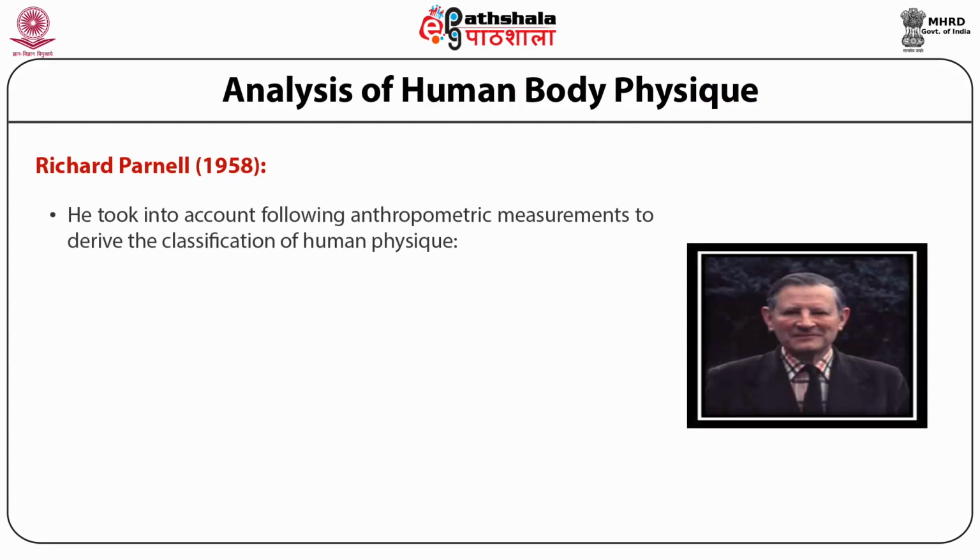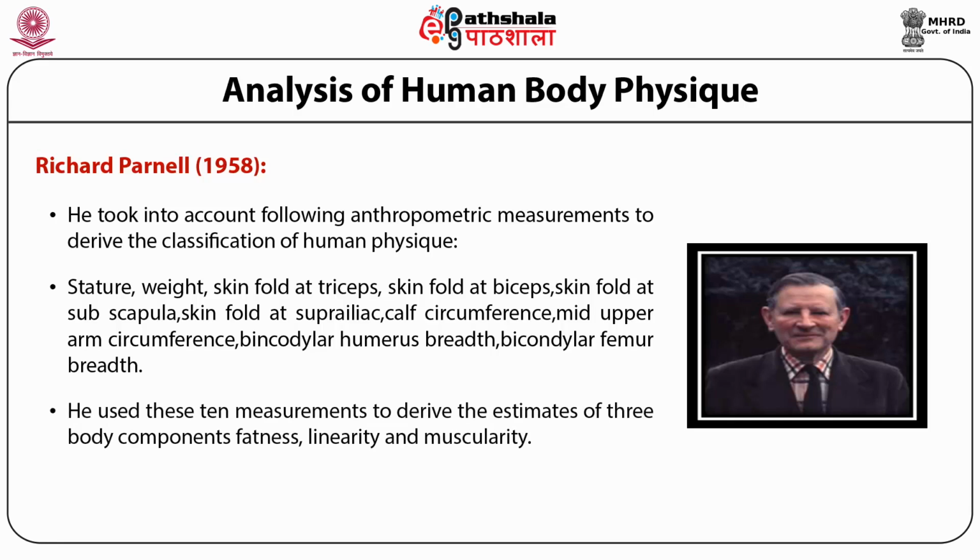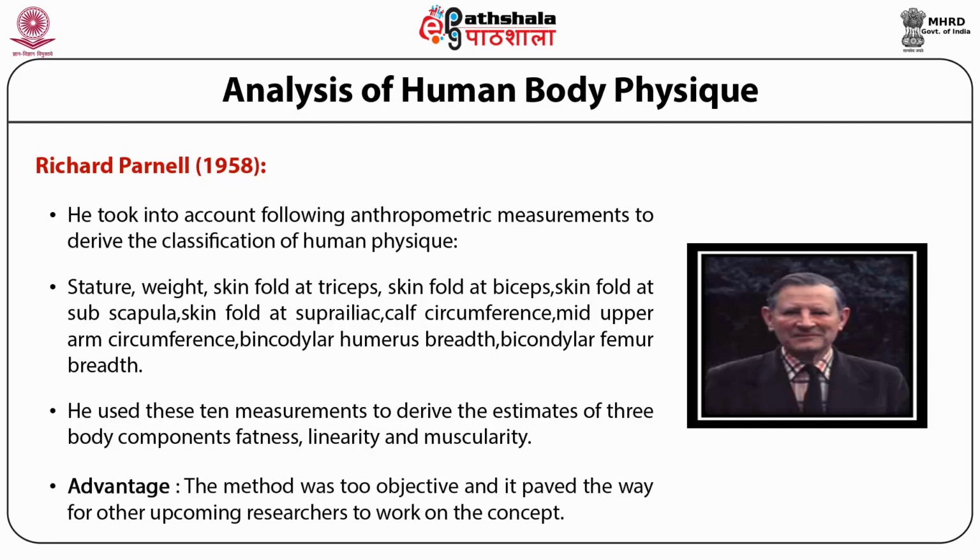Richard Parnell took into account the following anthropometric measurements to arrive at the classification of human physique. He took stature, weight, skin folds at triceps, biceps, subscapular, and suprailiac, and circumferences at calf, mid upper arm, bicondylar humerus, and bicondylar femur. He used these 10 measurements to derive estimates of three body components: fatness, linearity, and muscularity. Just as in the Sheldonian somatotype, these components were also rated on a 7-point scale. The advantage of this method was that it was objective and it paved the way for other upcoming researchers to work on the concept.